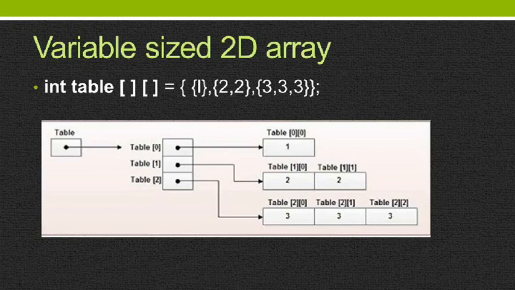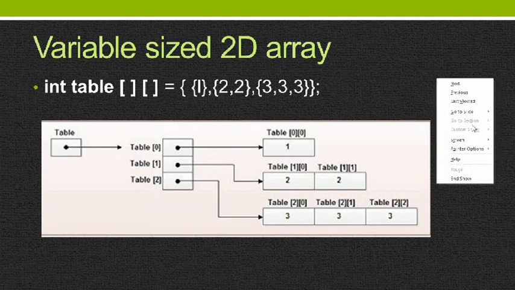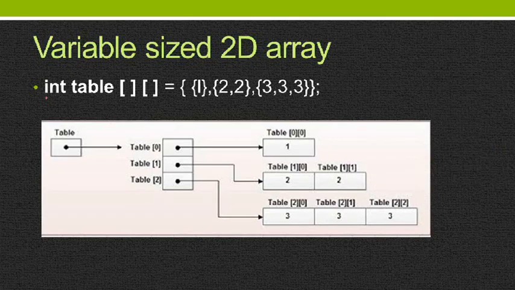Now let us discuss another example. Here we have an integer type array. The array name is table, a 2-dimensional array, and it is initialized with the first row's first element 1, the second row's first element 2, the second row's second element 2, there are no other elements in row 2, and the third row has 3 elements, first 3, second 3 and third 3. It is looking like this kind of structure.